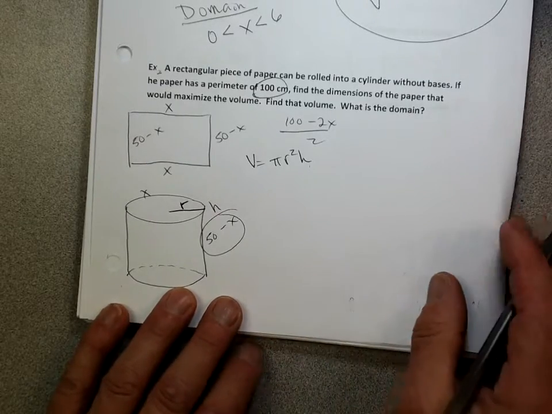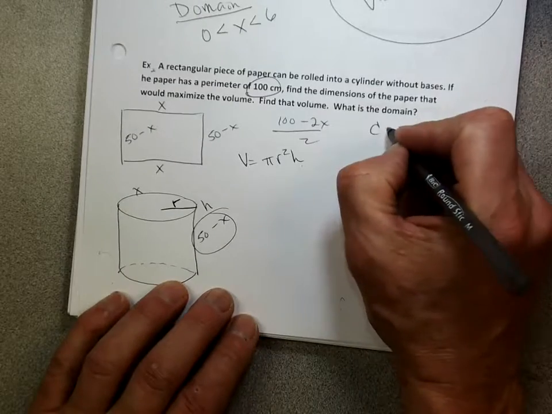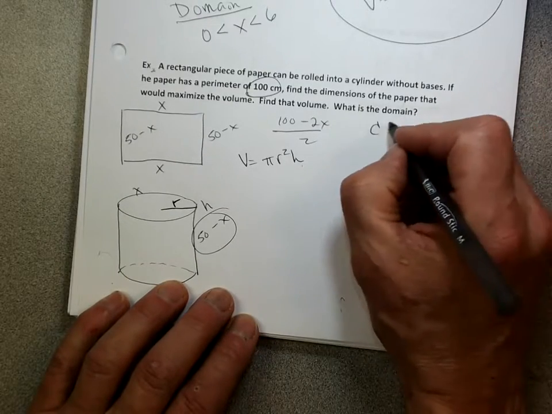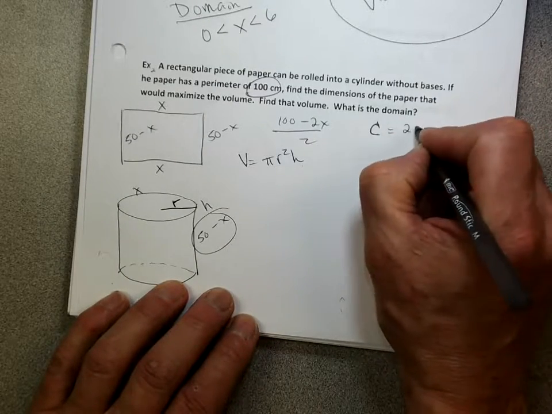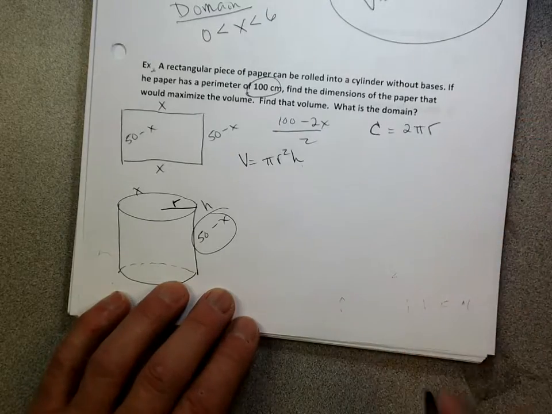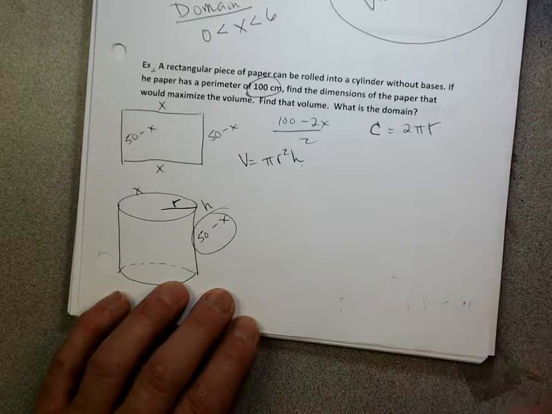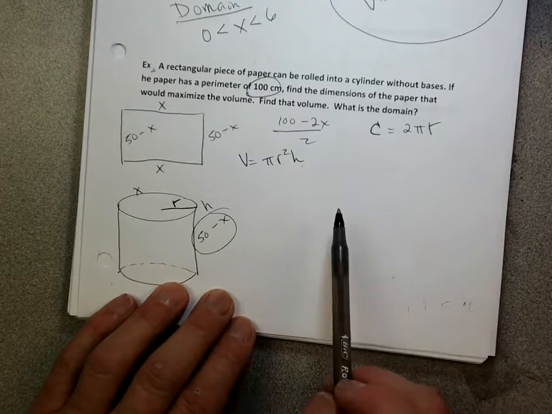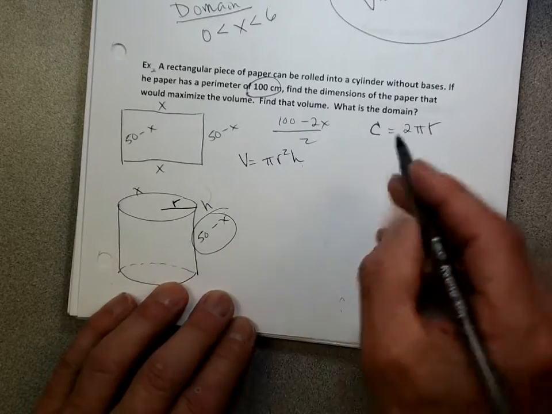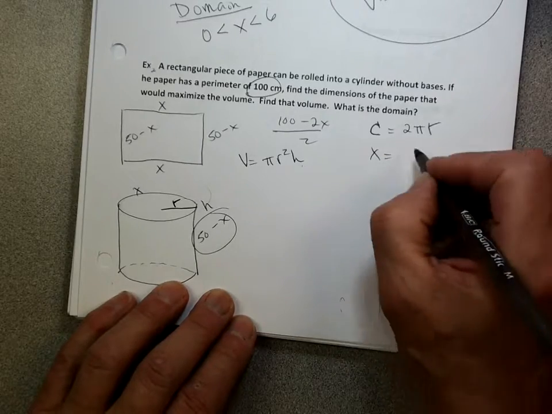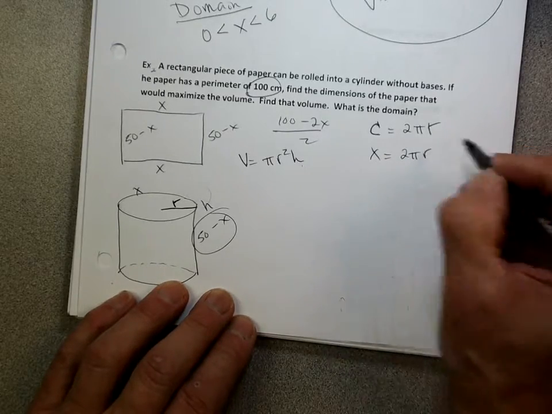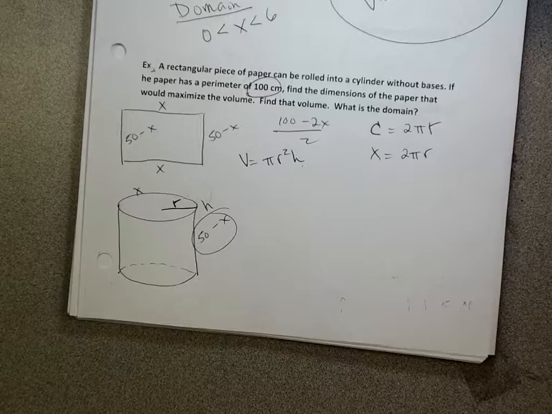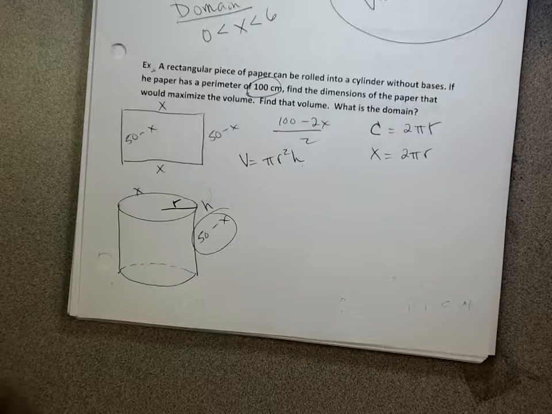One of the things I know from geometry is the circumference of any circle is C equals 2 pi r, okay? So now we need a second equation in here. If the circumference is x, we could solve for r and get everything in terms of x. We have to get it in terms of x because we need to graph it, right?